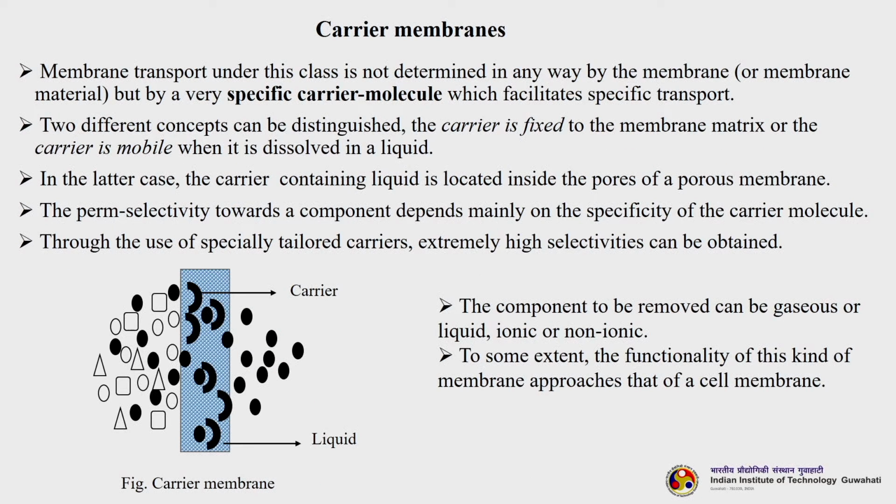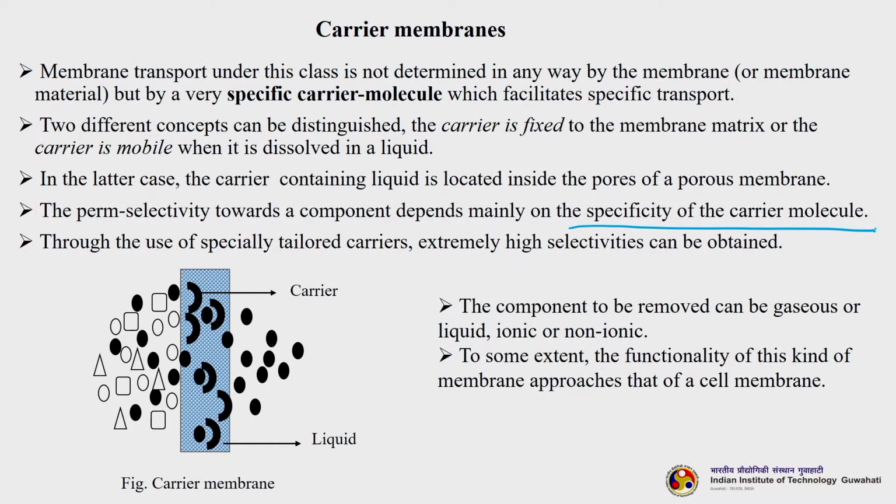The next class of membrane is carrier membranes. This is a specific class of membranes in which the transport is through a facilitated mechanism. Here the membrane transport is not determined in any way by the membrane material, so the membrane material is not playing any role. Who is helping in transport is basically the carrier molecule which is present inside the pores of the membrane. We can have two different mechanisms here. Either we can have a carrier that is fixed to the membrane matrix, or we can have a carrier which is mobile when it is dissolved inside a liquid and that liquid is filled in the pores of the membrane. The solid membrane itself is providing mechanical support for such purposes.